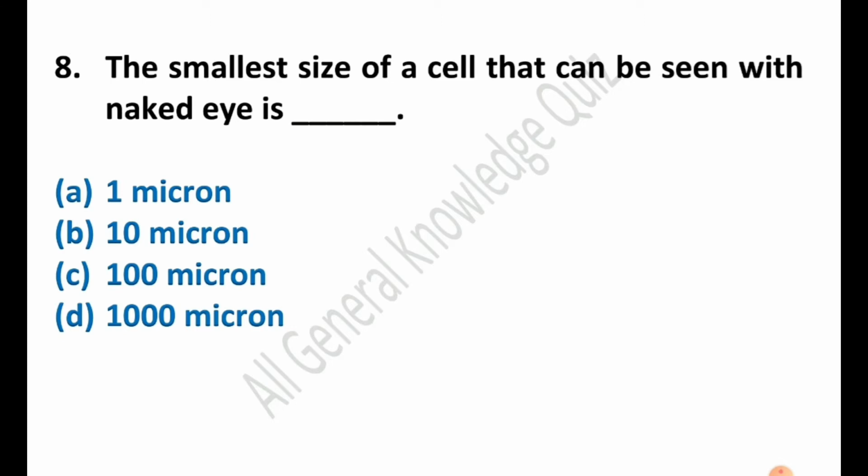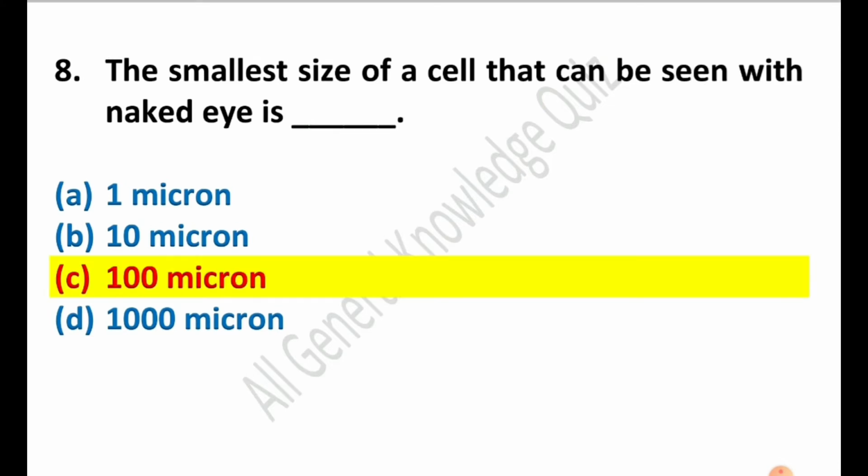Question number 8. The smallest size of a cell that can be seen with naked eye is option A, 1 micron, option B, 10 micron, option C, 100 micron, option D, 1000 micron. The answer is option C, 100 micron. The smallest size of a cell that can be seen with naked eye is 100 micron.